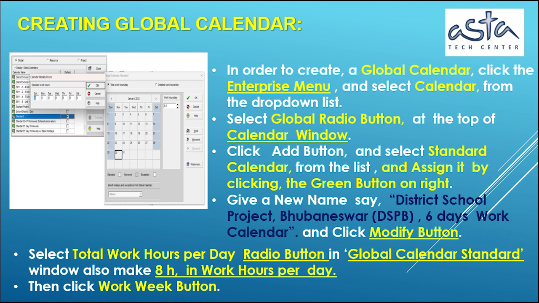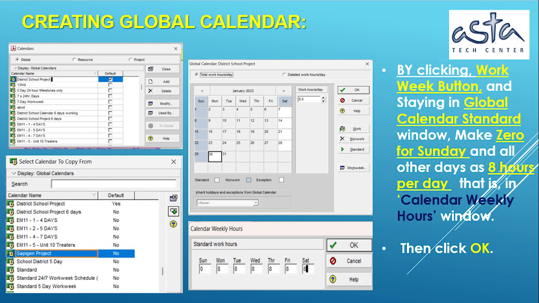Select Total Work Hours per Day radio button in Global Calendar standard window, also make 8 hours in work hours per day. Then click Work Week button. Creating global calendar by clicking Work Week button and staying in Global Calendar standard window, make 0 for Sunday and all other days as 8 hours per day, that is, in Calendar Weekly Hours window. Then click OK.